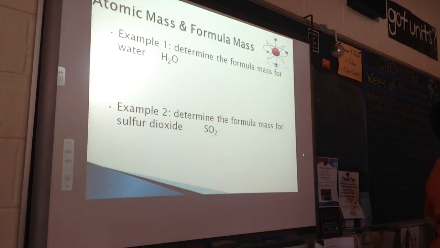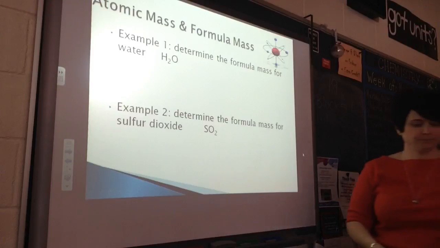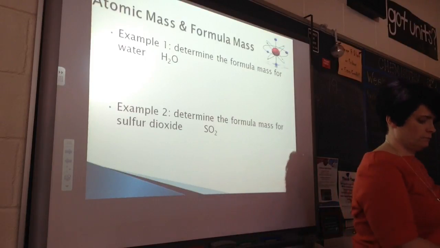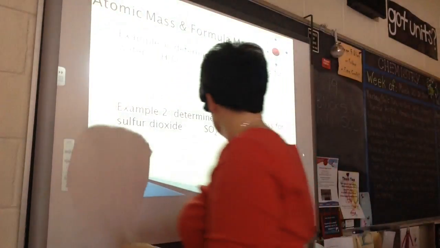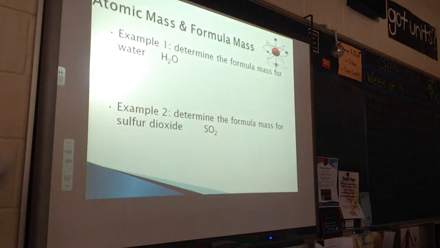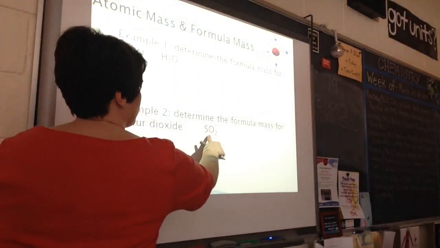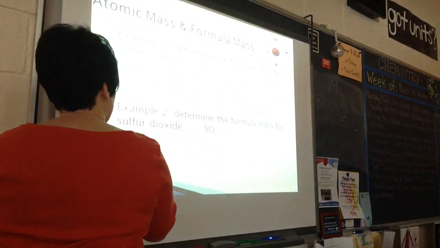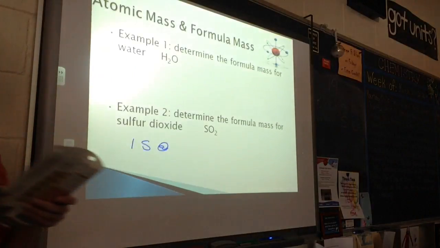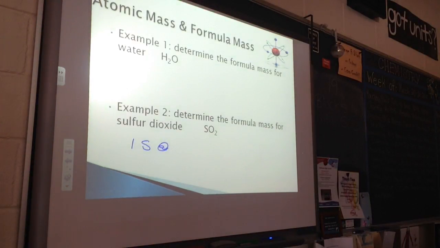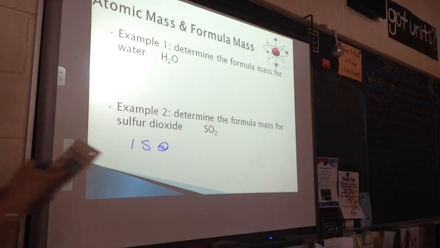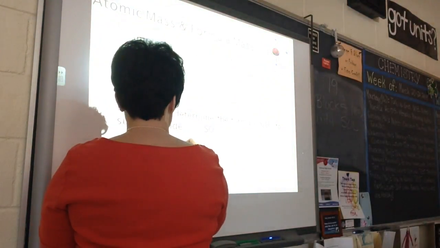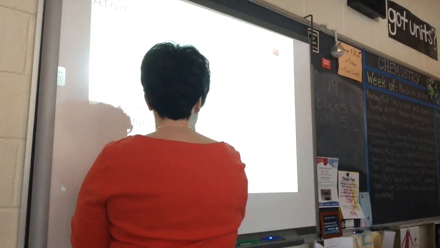Good, and you're off the hook. Were you sweating? Yeah. Shoemake, you're up. Periodic table in your hand. SO2 is what we're working with. How many sulfurs are in this? 1 sulfur. Go to periodic table, find sulfur. 32.064. What is the rounded to 2 decimal places mass for sulfur? 32.06. Good.